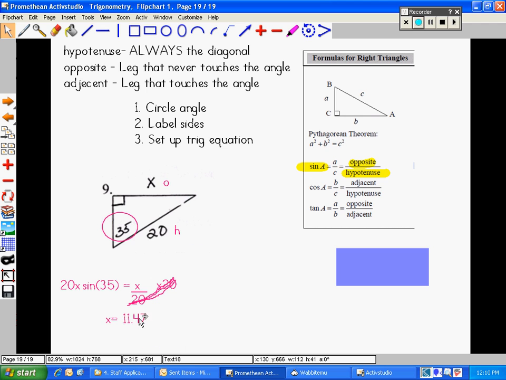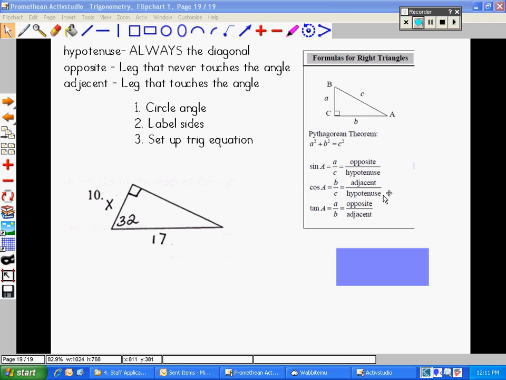Let's do another example. Okay, so here's problem number 10 from your homework. Same steps. Again, circle your angle, 32. There's my angle. The angle is always inside the triangle. Now label the sides outside the triangle. Right away I know the 17. It's across from the 90, and it's the diagonal one. So this is my hypotenuse.